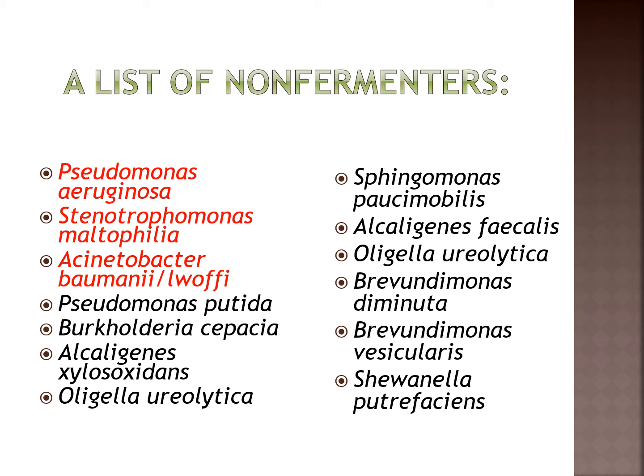Other ones on the list would be Pseudomonas putida, Burkholderia cepacia, Alcaligenes xylosoxidans, Oligella ureolytica, Sphingomonas paucimobilis, Alcaligenes faecalis, Oligella ureolytica, oh, I got that on there twice, Brevundimonas diminuta, Brevundimonas vesicularis, and Shewanella putrefaciens. I kind of like Shewanella putrefaciens because it's the only H2S positive non-fermenter.